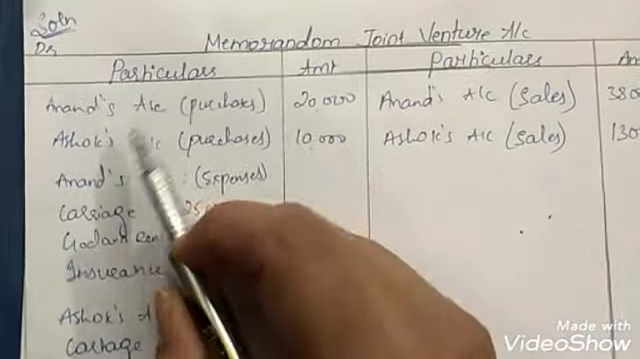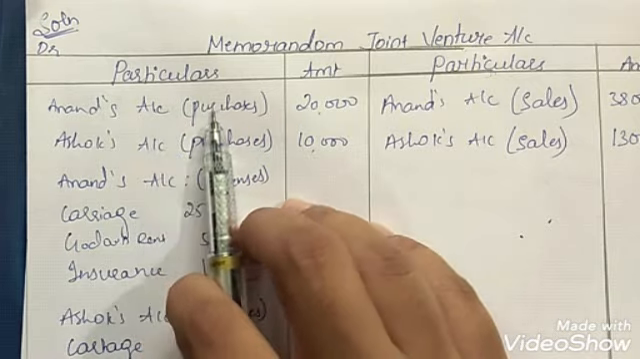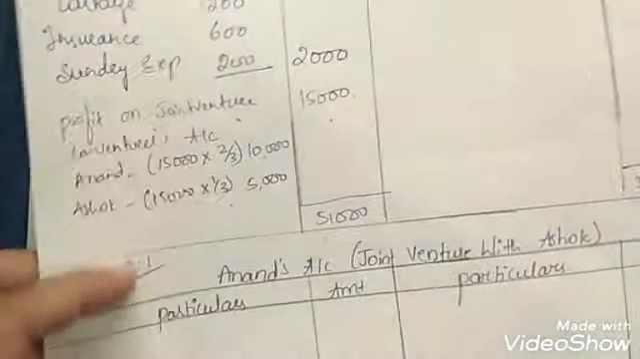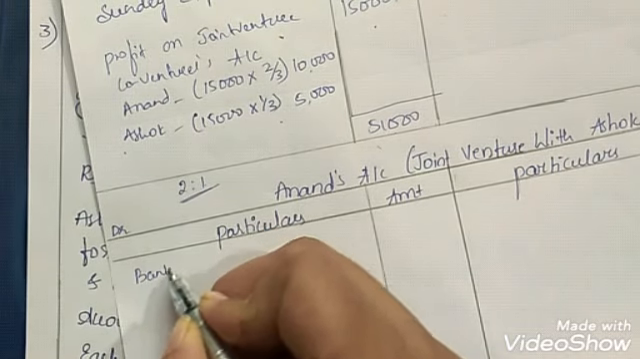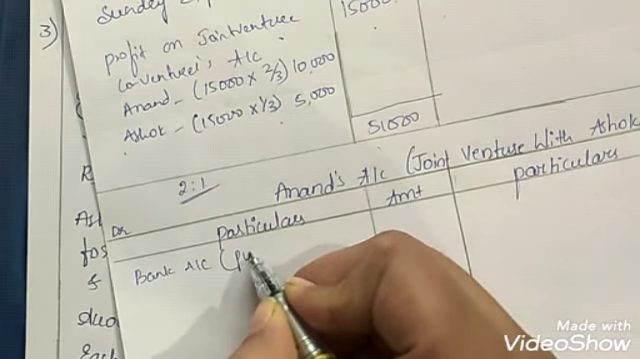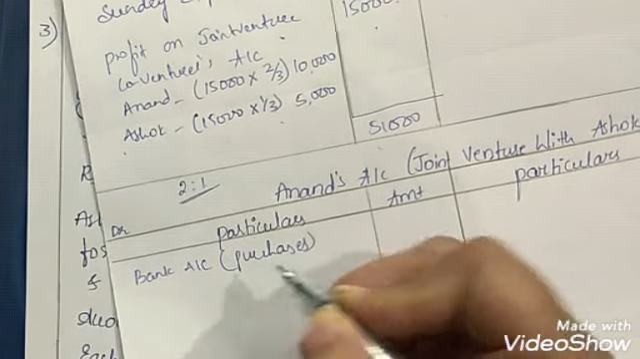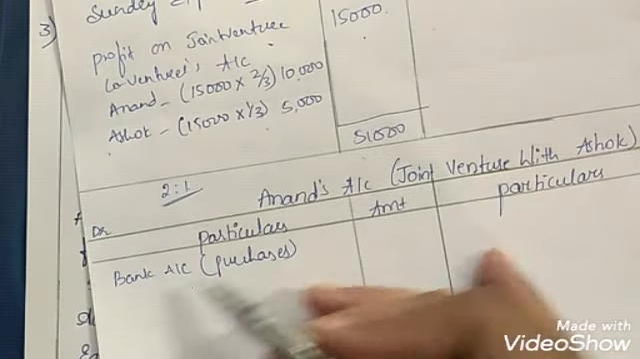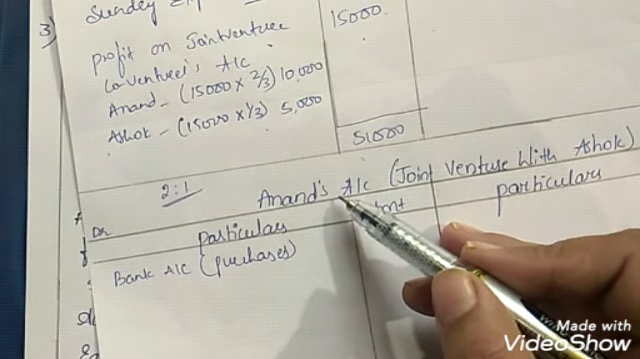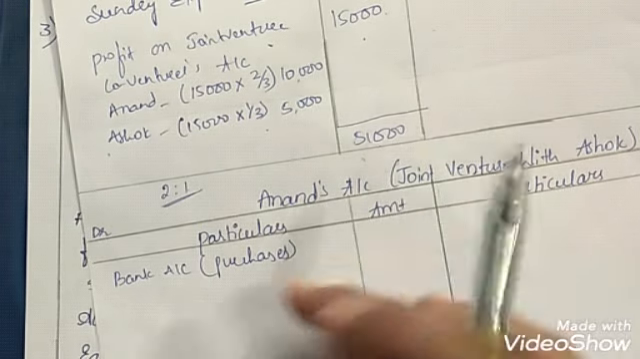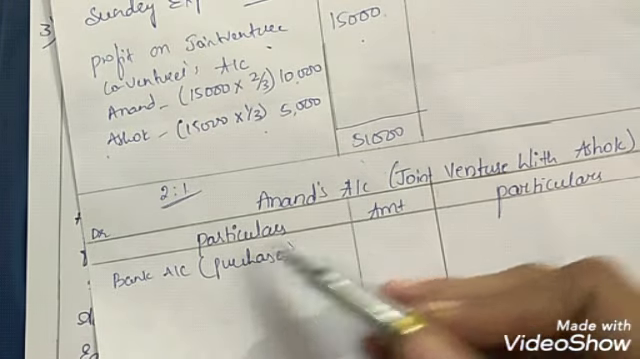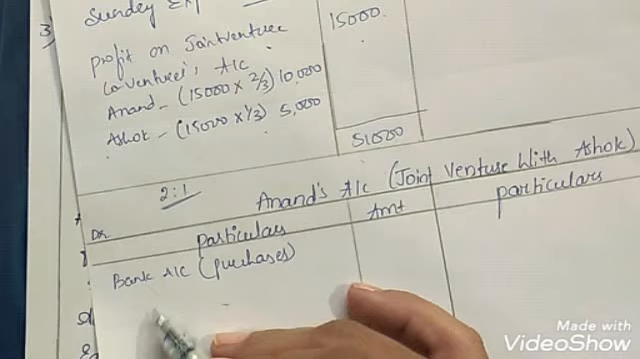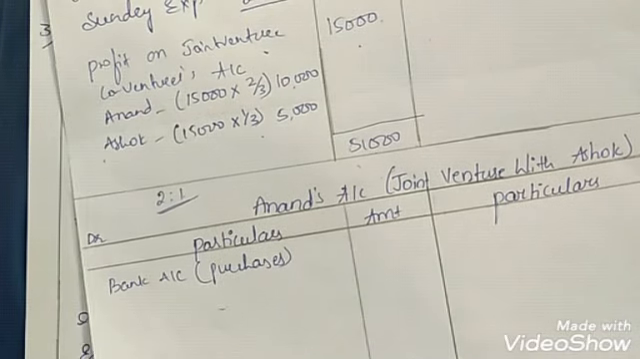See, I'll show you. First, on the debit side we have Anand's account for purchases. So in Anand's account, on the same debit side, we should mention bank account for purchases. We are taking it as bank account because we cannot mention Anand's name in Anand's account, right? We are preparing Anand's account itself. So here we cannot mention it as Anand's account. So here we are taking it as bank account. You can also take it as cash account, okay? Cash or bank account, right?